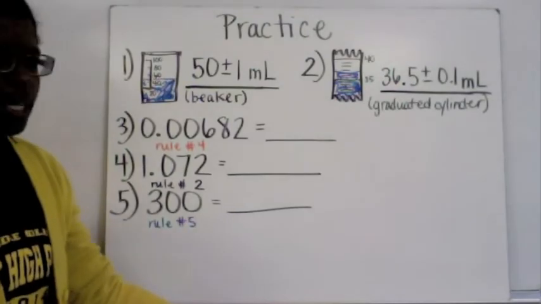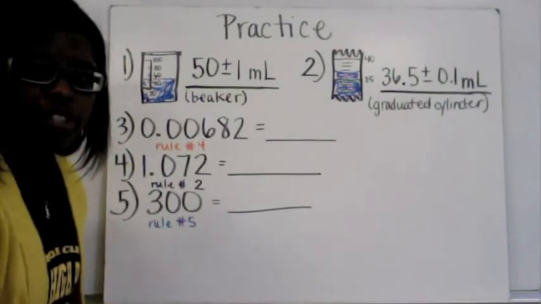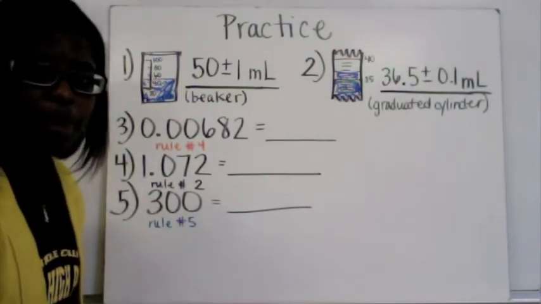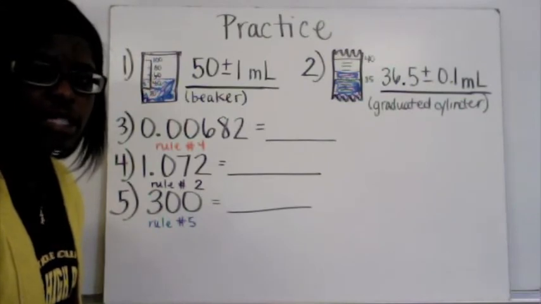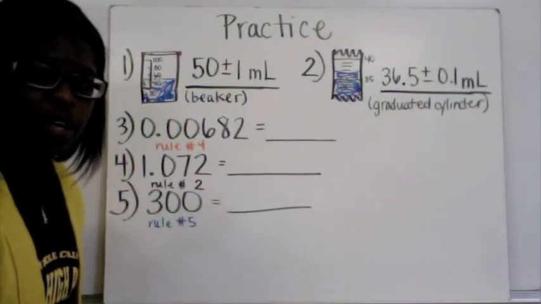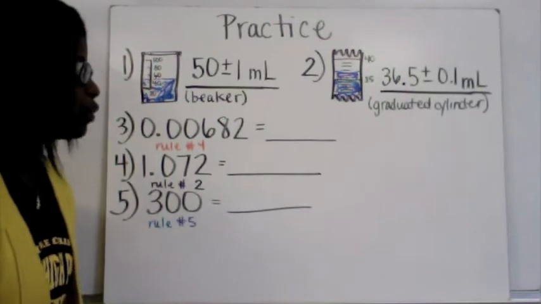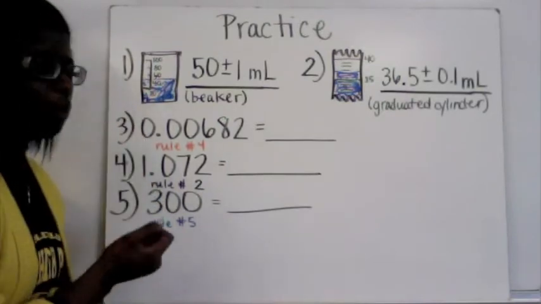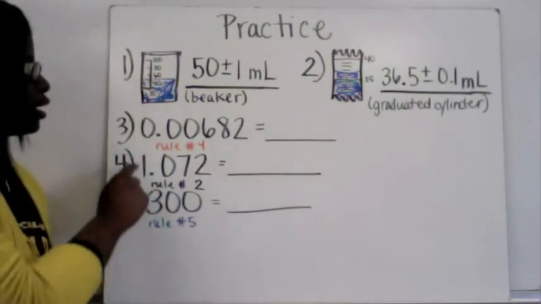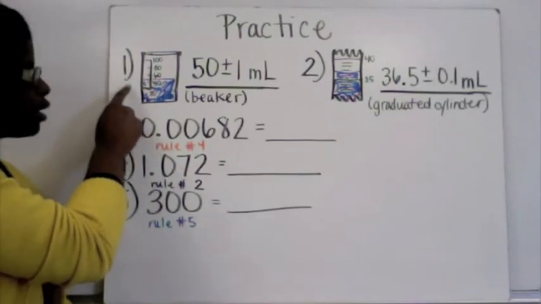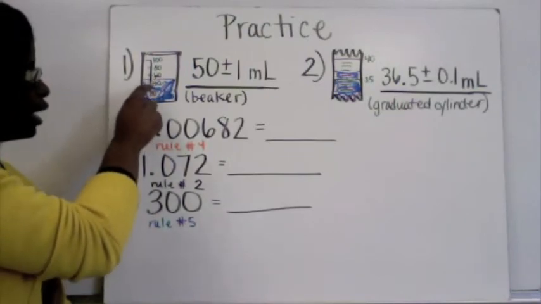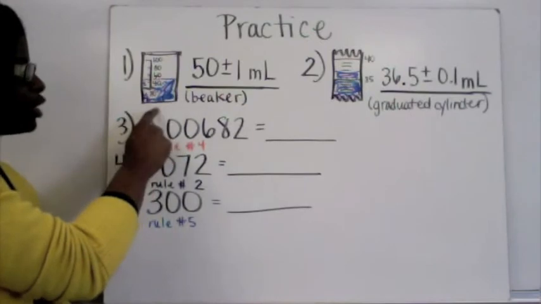Now we're going to do some practice because you're actually going to have to worry about any type of measurement and whether it has to be precise or accurate and how many sig figs it has. In order to do that, you are going to be using lab equipment. Here we have our beaker, which is going to be measured in milliliters.